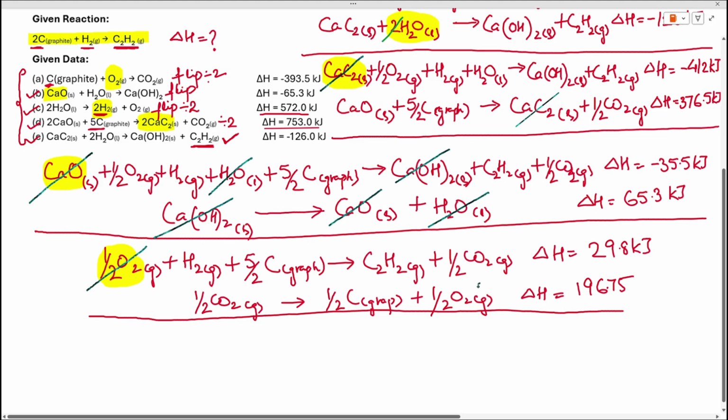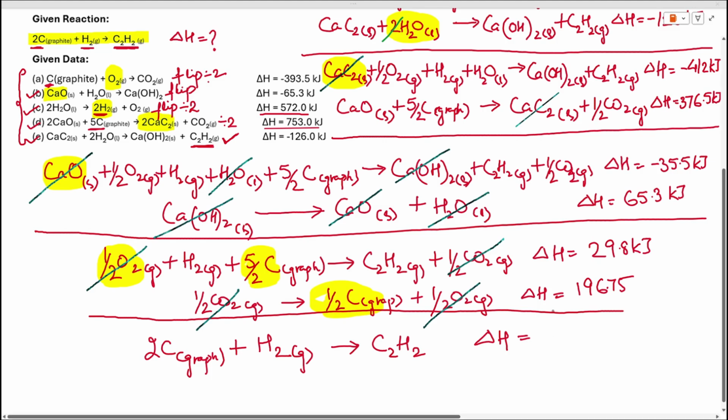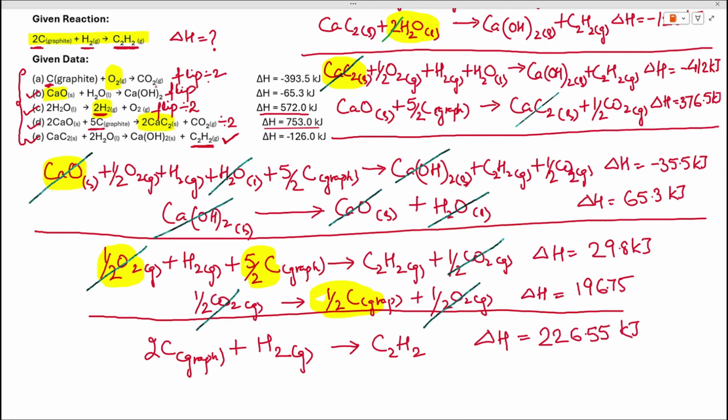So now our oxygen on the left and the right gets cancelled, carbon dioxide on the left and the right gets cancelled, and now we have 5/2 carbons on the left and 0.5 carbons on the right. Which means 5/2 minus half, which is 4/2, and 4/2 is just 2. So we have 2 carbons, which are graphite, plus hydrogen, which is gas, and it just gives us acetylene. And for finding the delta H, we are just going to add these two numbers. On adding these two numbers, we get delta H as 226.55 kilojoules.